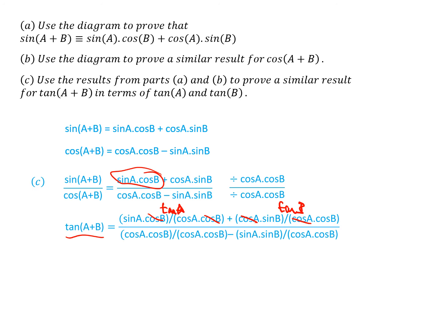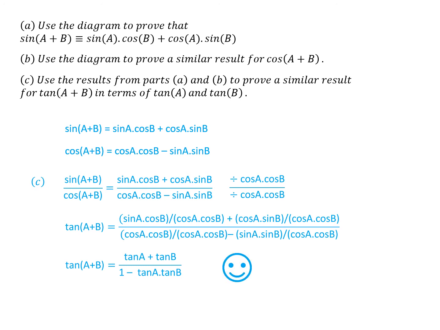What's happened to the denominator? Well, the cos A's cancel and the cos B's cancel. So this is just 1. And then we've got sine A over cos A is tan A times sine B over cos B, which is tan B. So a rather beautiful looking result now, certainly a lot better looking than the original expression. Tan of A plus B is tan A plus tan B over 1 minus tan A tan B. A rather smart result there, I hope you'll agree.